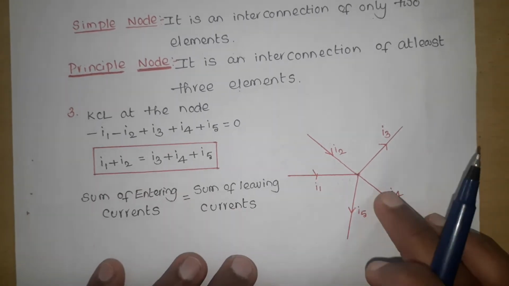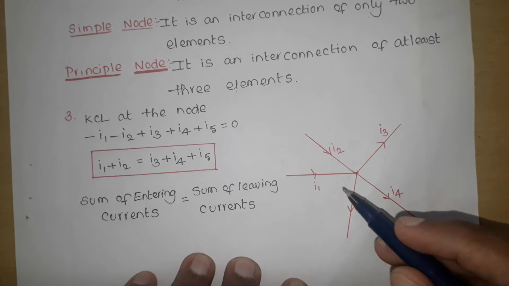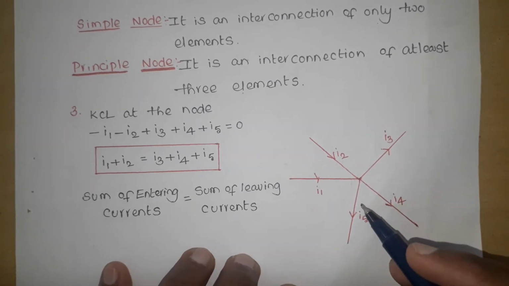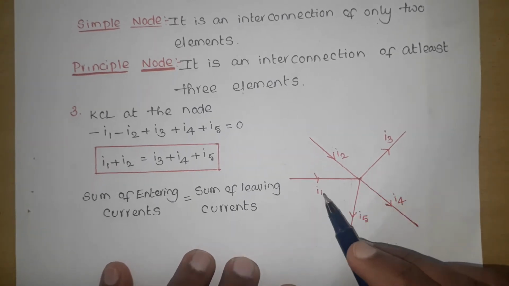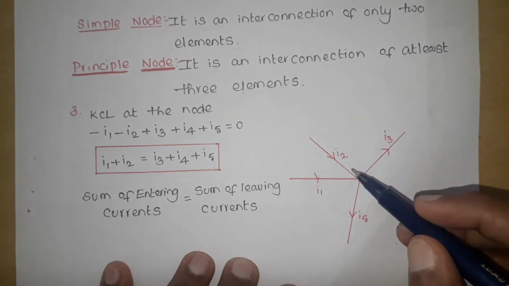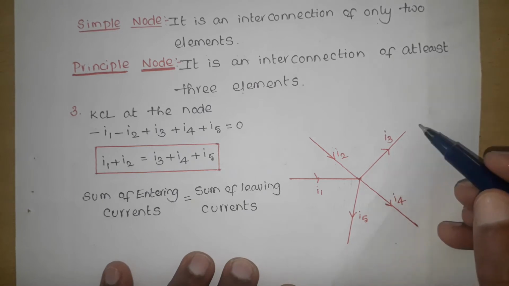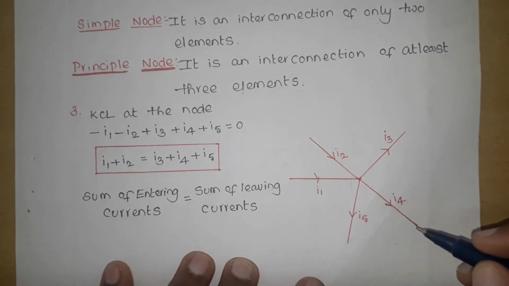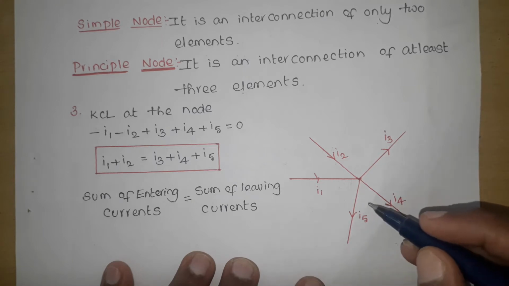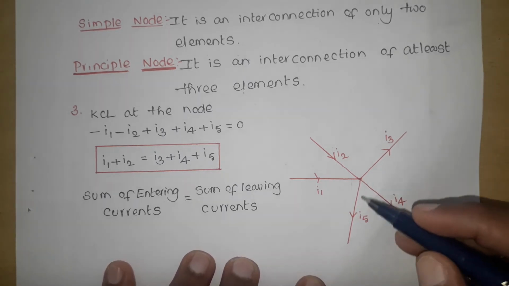Here, if we take this example, 5 branches are associated and there are 5 currents. Each branch has a current. I1 is the current in this branch moving towards the node. I2 is the current in this branch coming towards the node. I3 is the current in this branch leaving the node. I4 is the current leaving the node, and I5 is again a current leaving the node.